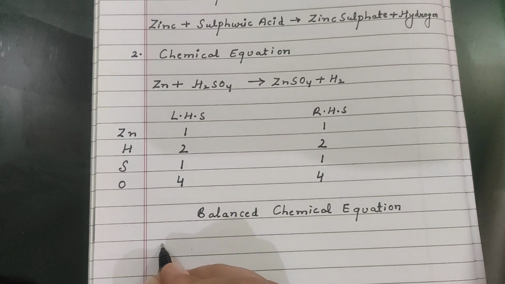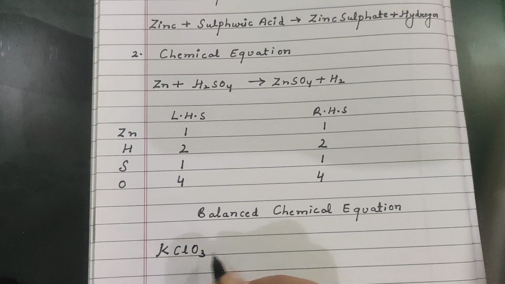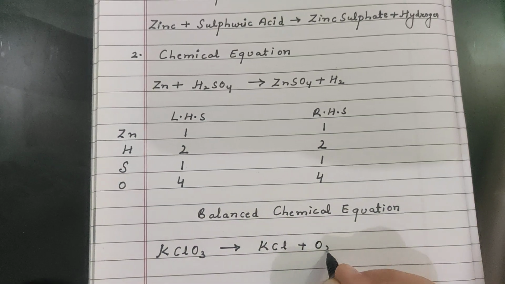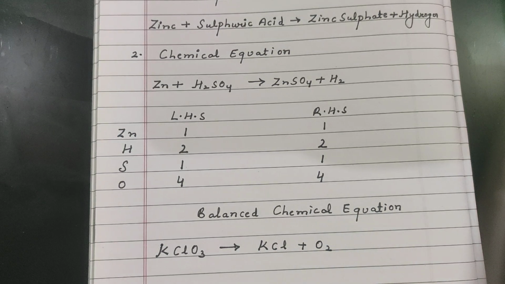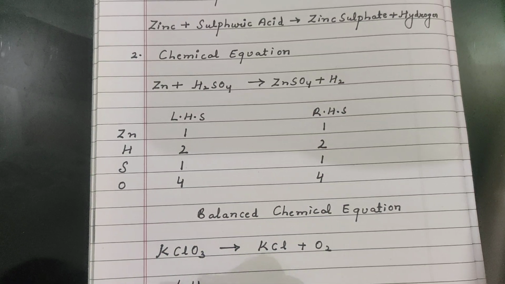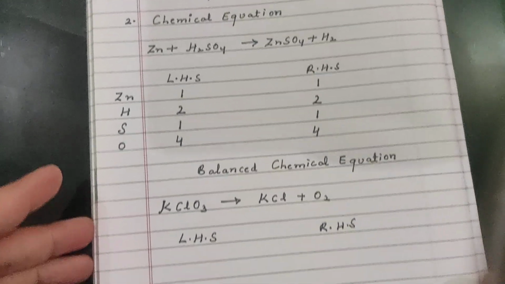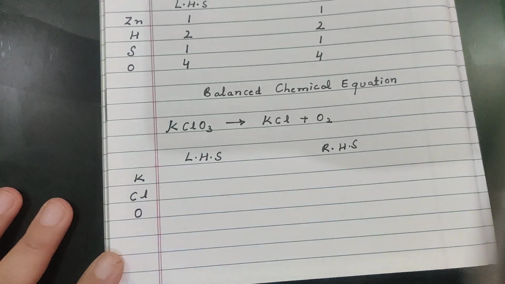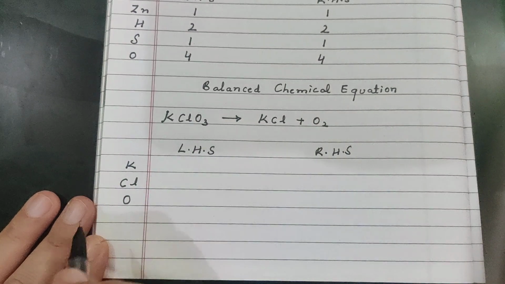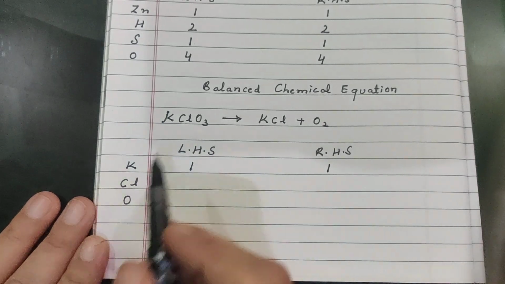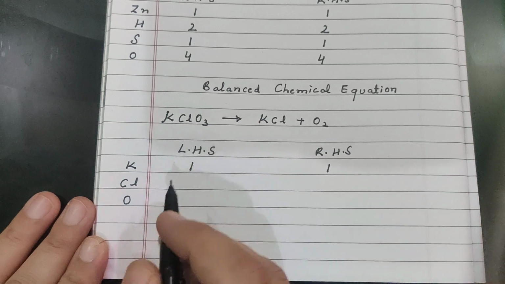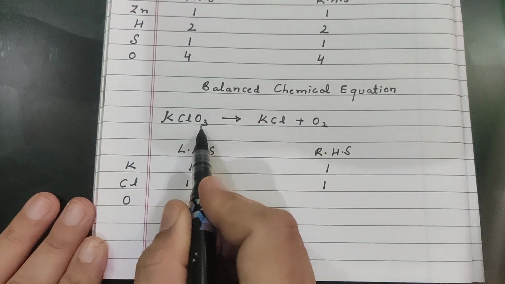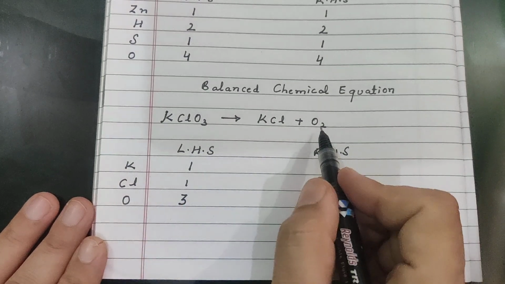Now let us take another example. For example, I am having potassium chlorate, that is KClO3. It breaks down to form KCl, that is potassium chloride, plus oxygen gas. Now count the number of atoms on both the sides, left hand side and right hand side. Potassium, chlorine and oxygen. Now if I count the number of potassium atoms on both the sides, 1 and 1. Number of chlorine atoms on both the sides, on left hand side I am having 1 chlorine atom, on right hand side I am having 1 chlorine atom.